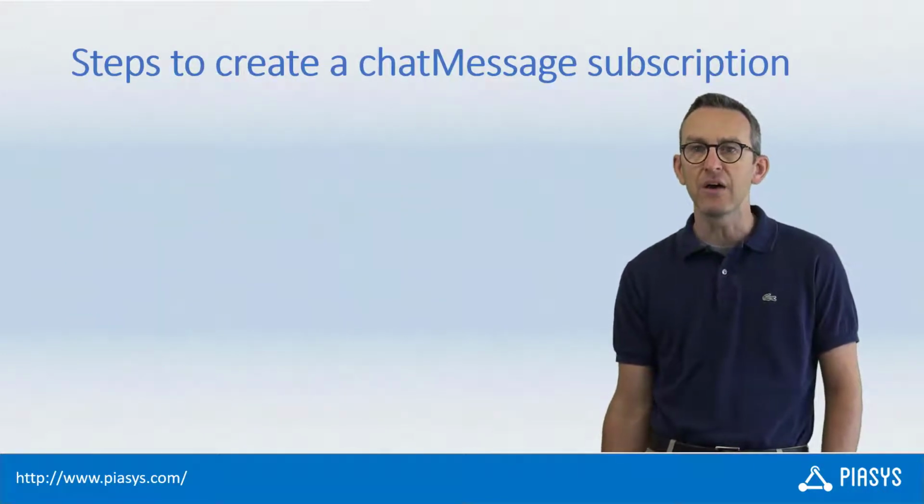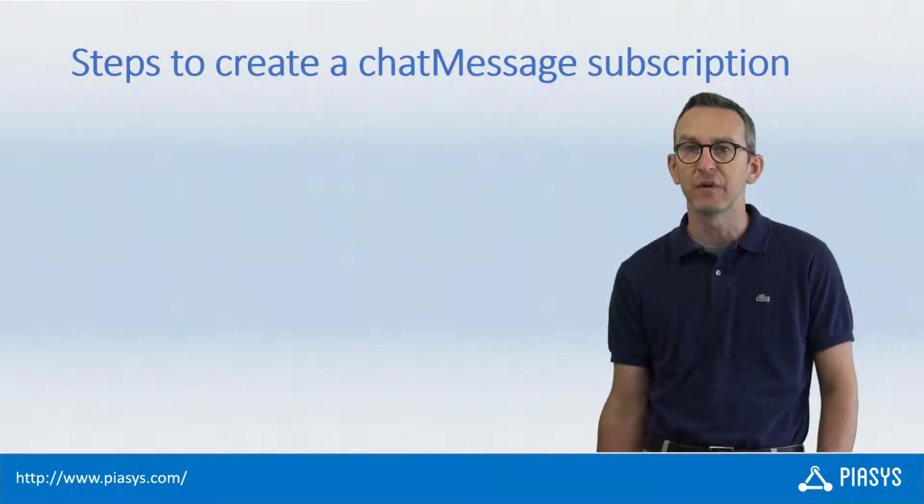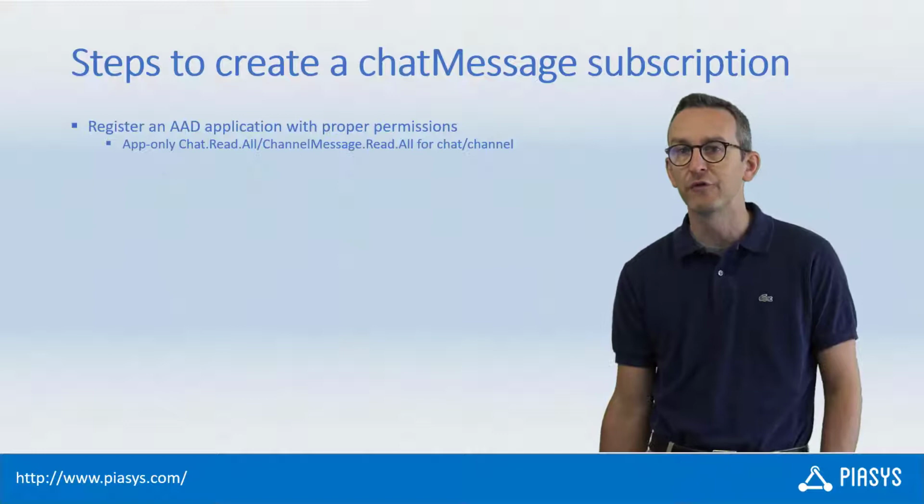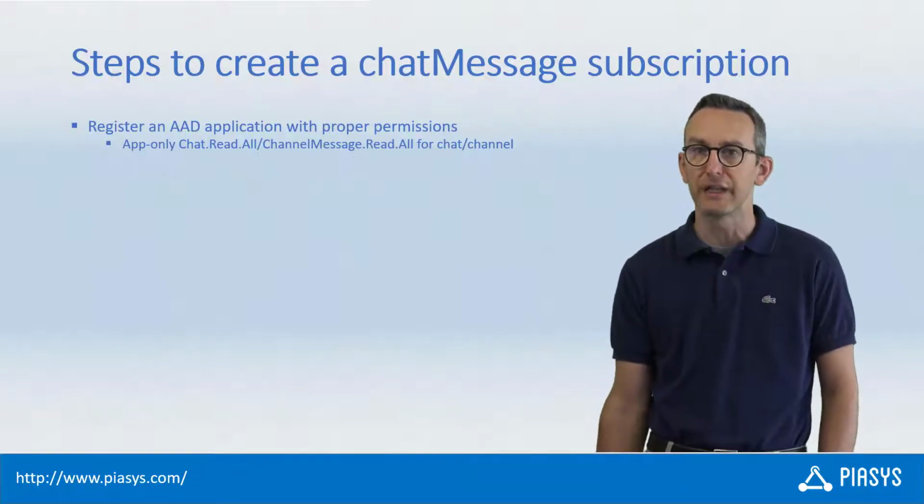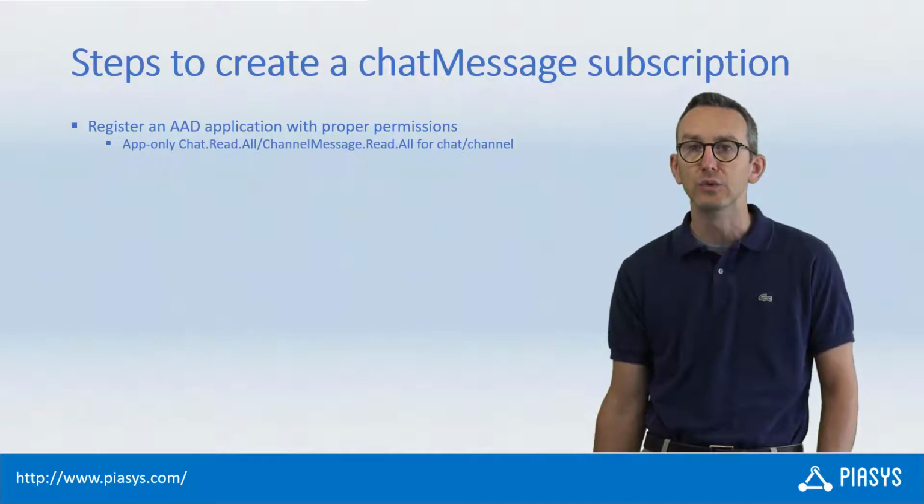Talking about how to subscribe for events with subscriptions in Graph for Teams events, like for example a message in a chat, well, you have first of all to register an application in Azure Active Directory with proper permissions that you can see on this slide in order to get access to the target resources.